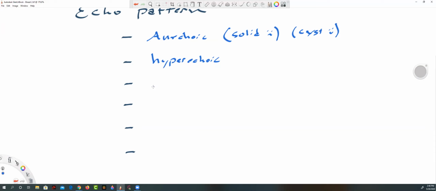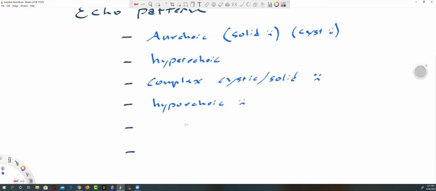Complex cystic solid. Pretty much, no matter where you are in the body, it's better to be simple than complex when it comes to neoplasms. Hypoechoic. I'm going to go ahead and put a sad face next to hypoechoic. That's generally not good.